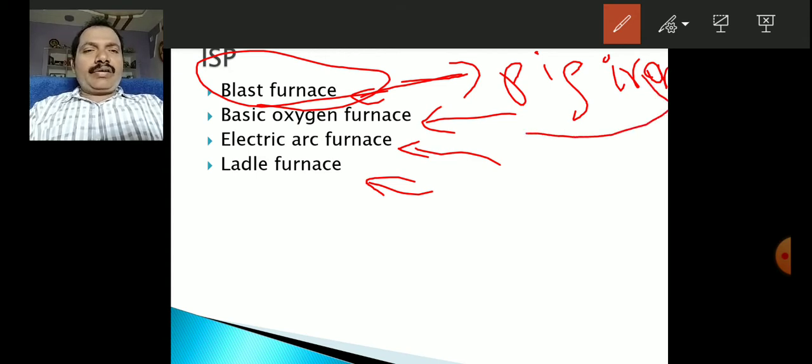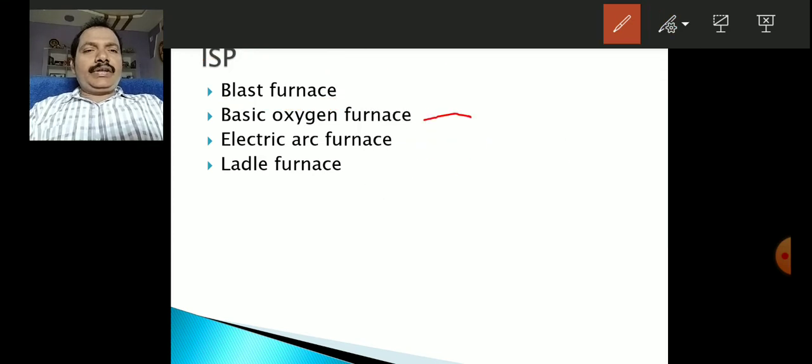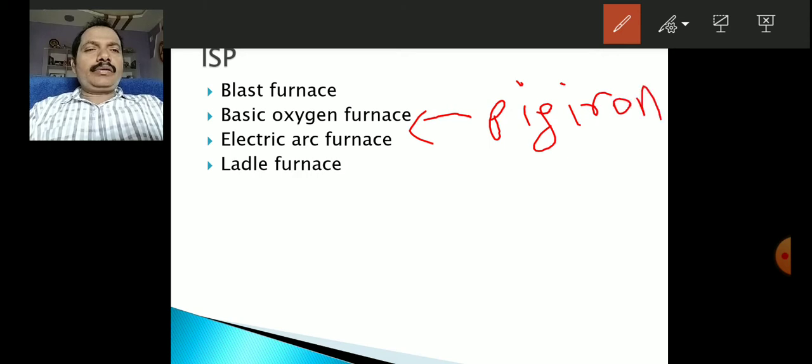And basic oxygen furnace, this will take pig iron as input material. So this pig iron, it will convert it into steel.